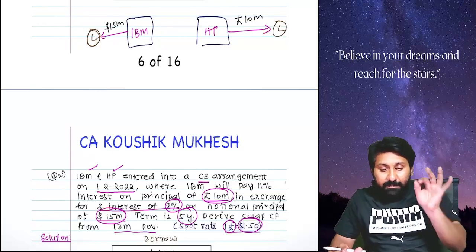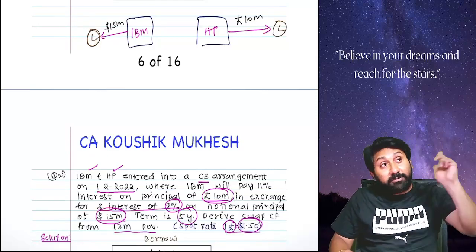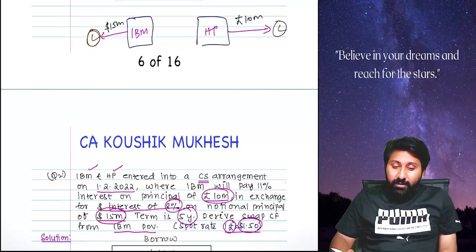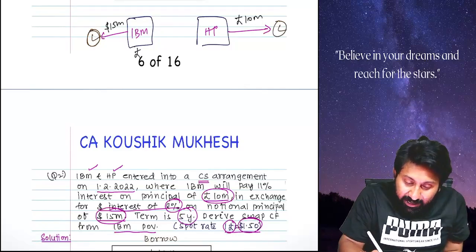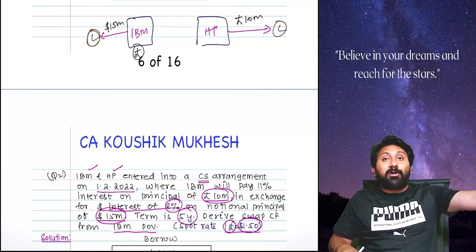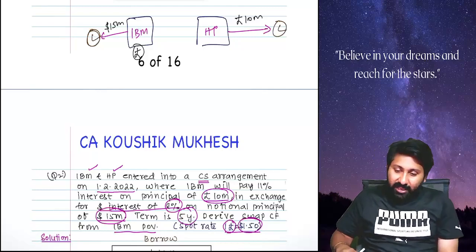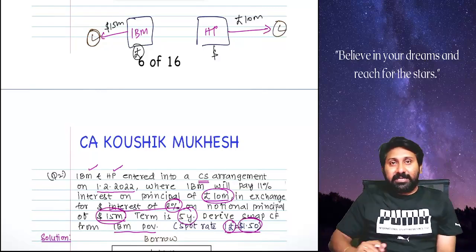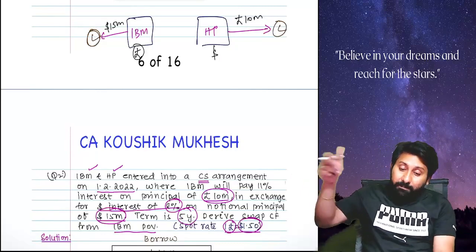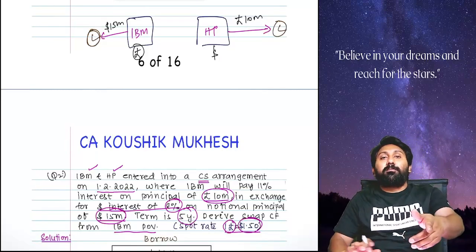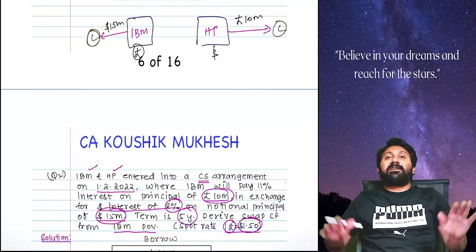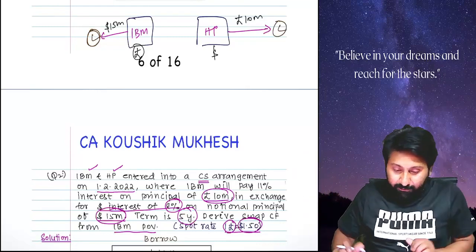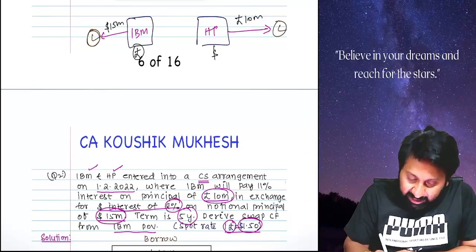IBM has already borrowed from its lender $15 million. IBM is a company in pounds, but it borrowed in dollars. There is a currency risk. HP is a company in the USA, and it has borrowed in pounds. They wanted to make the payments in dollars. They went in for a swap. How did the swap happen? Let us understand.